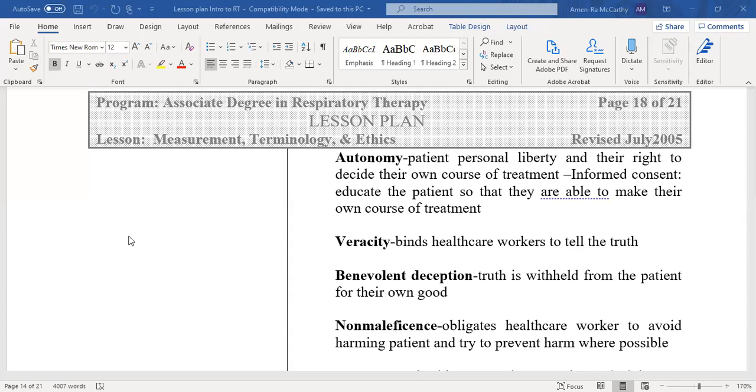All right. Benevolent deception. Benevolent deception is when the truth is withheld from the patient for their own good. Now that's a thin line, because it's like, I'm not supposed to lie, but at the same time you're telling me to lie. It's just a really thin line.